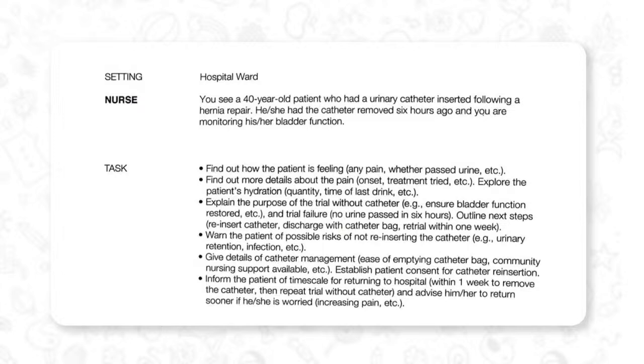The patient will answer that question, and then you ask, what about urine output? Did you pass urine? The patient would say that pain is there and that they haven't passed urine.